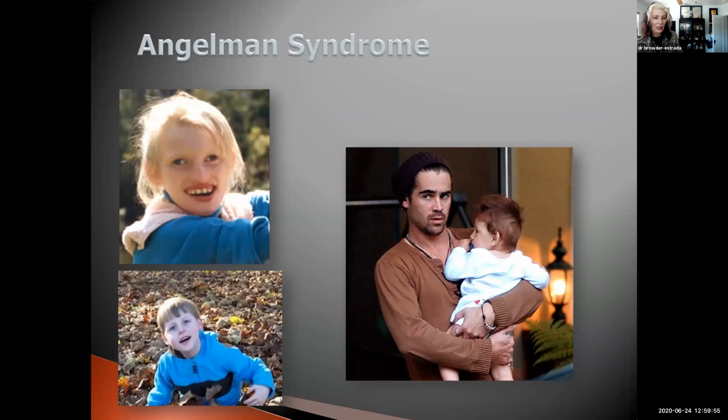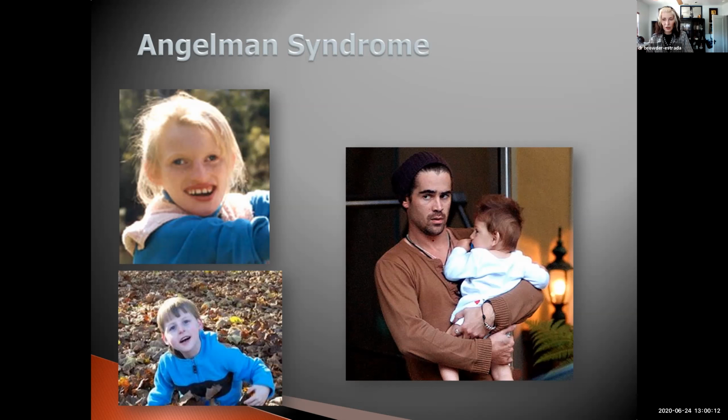So here you can see, in this case, again, some diminishment of pigmentation. And in this case, this is Colin Farrell, the actor, and he does have a child that has Angelman syndrome.